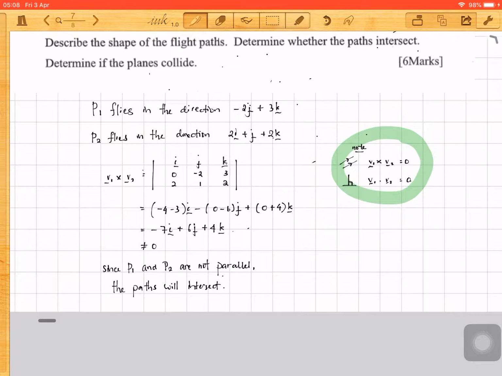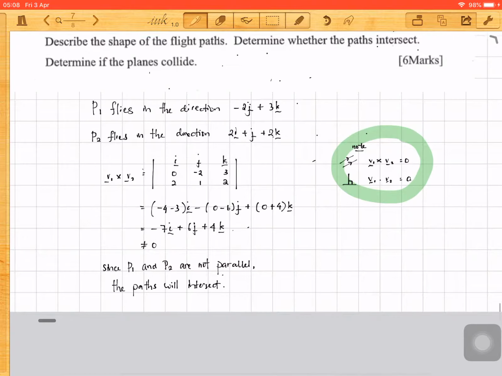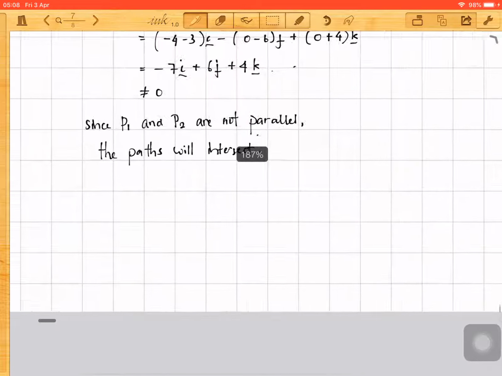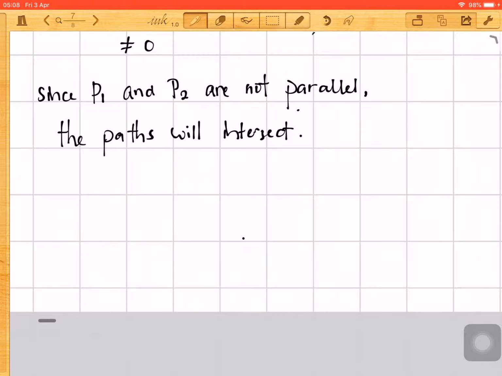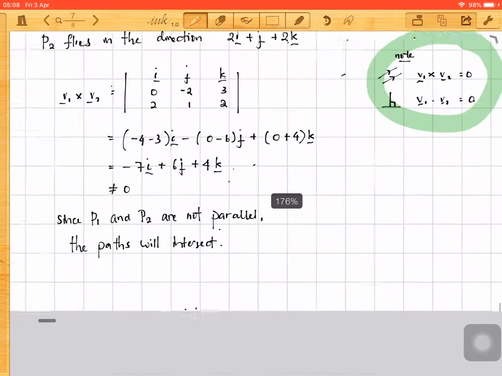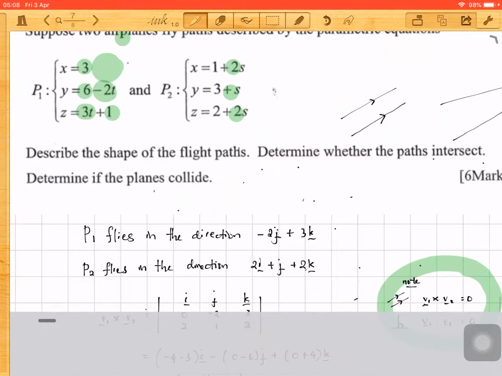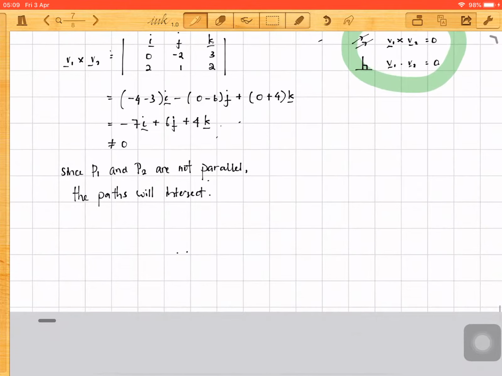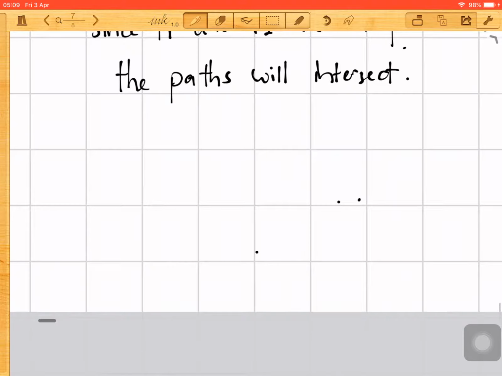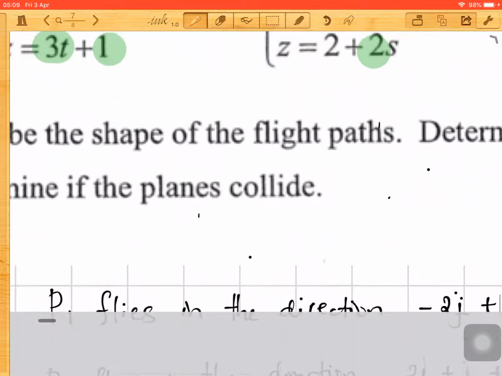The third part asks to determine if the planes collide. They will collide because, since they are not parallel, they will intersect. To determine the point where they collide or intersect, you just have to find the t or the s where they equate both. When the two paths are equated, the t and the s will give the same value. So I'll equate both as in here.